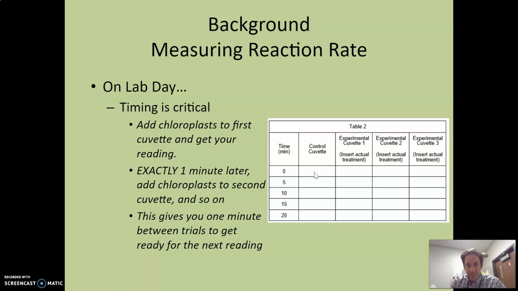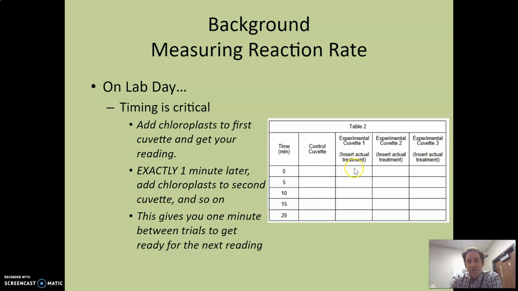Exactly 1 minute later, you're going to add chloroplast to this cuvette. Exactly 1 minute after that, you're going to add chloroplast to this. And exactly 1 minute after that, you're going to add chloroplast to this. Okay, so time 0, time 1, time 2, time 3. Minute 4, kick back, relax, do whatever you like. But then minute 5, you are going to need to get a reading on the absorbance for your control cuvette. By the way, you need to get that reading at the beginning as well. So add the chloroplast, take your reading, and then go.